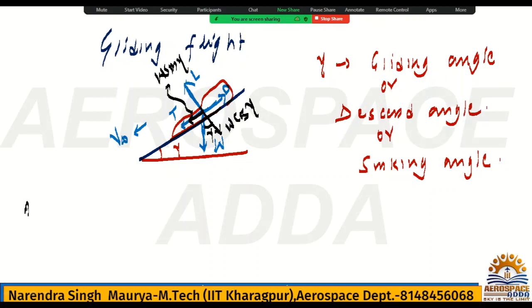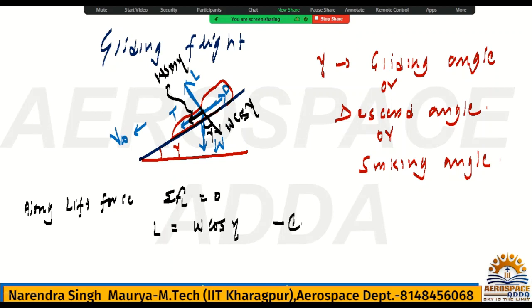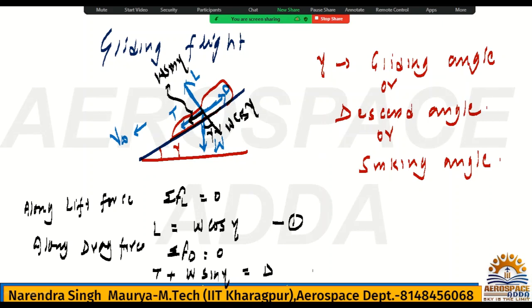If you resolve along the lift force, what you will get is L is equal to W cos gamma. Along the drag force, what you will get is P plus W sine gamma is equal to D. Now these two equations we have.